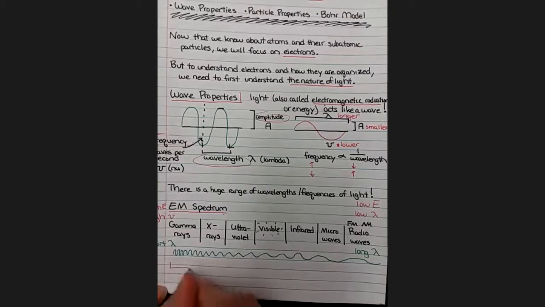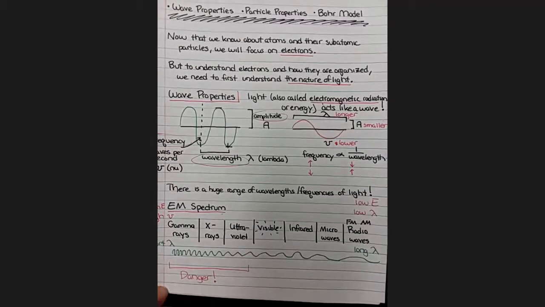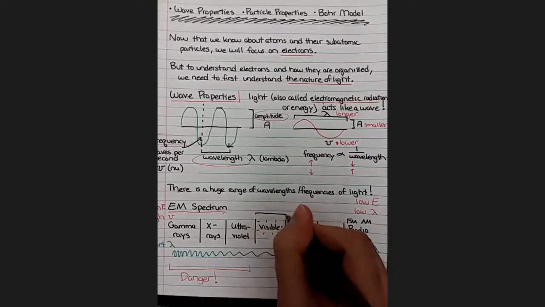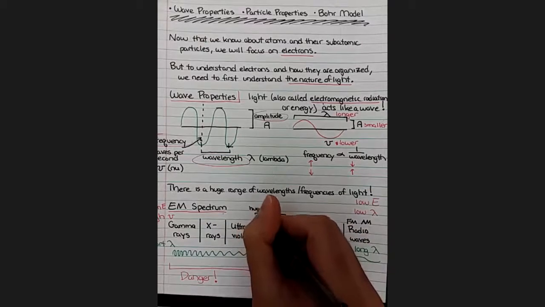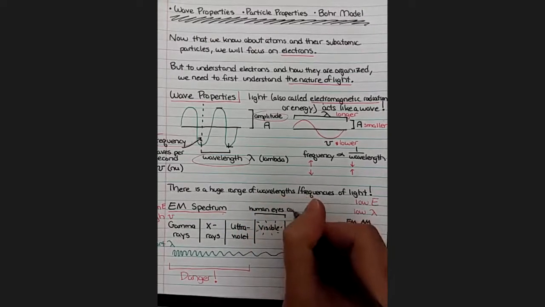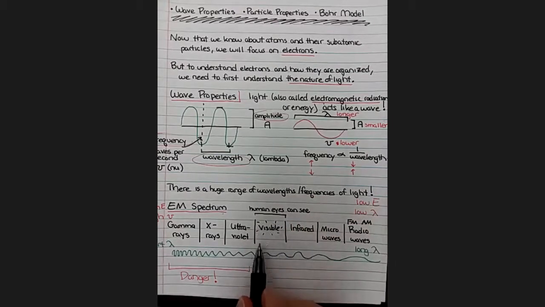And this part of the spectrum in particular, the short wavelength end, that's the high energy end, that's the dangerous ionizing types of radiation you don't want to come into contact with. And this part of the spectrum is the only type of light that human eyes can see. So visible light that we can see is only one small type of energy out of all the different range of energy waves that we could have.